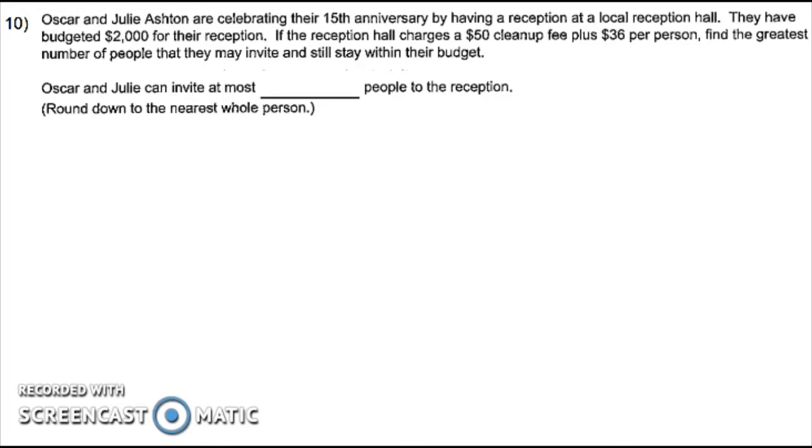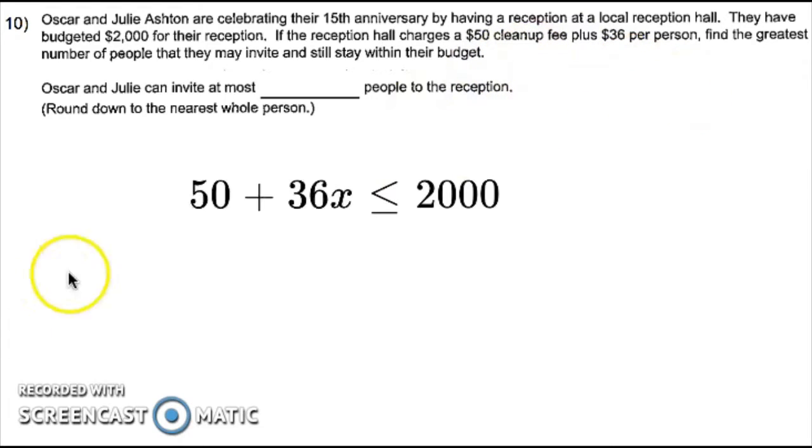So first thing we have is they have budgeted $2,000. That means they can spend at most $2,000. At most means less than or equal to. You can have less than that amount or equal to that amount, but you can't have more than that. So less than or equal to $2,000. Now for the rest of it, we have a $50 fee plus 36 per person. So 36x plus 50, or 50 plus 36x, would be the expression on the other side of it.